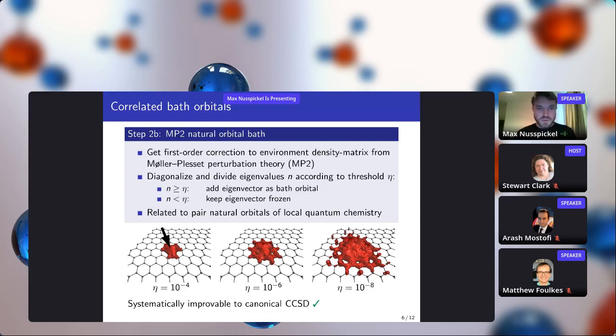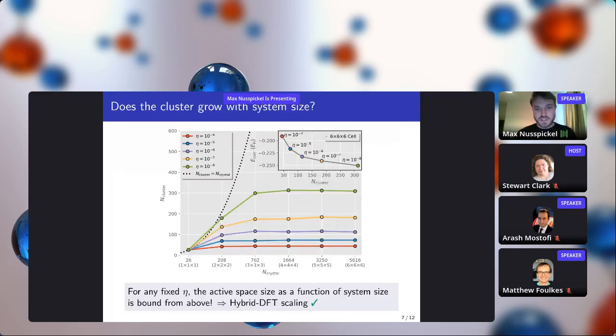So that's step 2. Then, an important question actually is, how does this red blob that I just showed change if we increase the system size? So this is an important question to answer. And here I show for diamond different supercell sizes from 111 to 666, and the number of active orbitals that you end up with in your cluster on the y-axis. And I do this for 5 different values of eta.